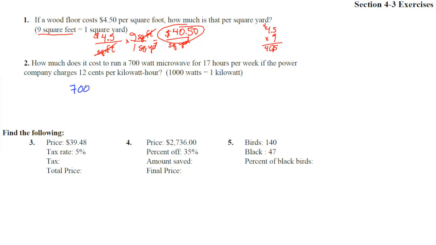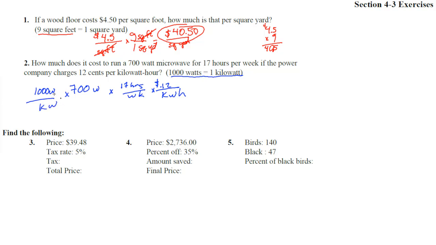So we're going to do 700 watts for 17 hours per week. So times by, in this case, we're going to take 17 hours per week. If the power company charges 12 cents, $0.12 per kilowatt hour. And you'll notice the hours right here will cancel with the hours, but we have to times by something to make it kilowatts. And that's what this gives us right here. There are 1,000 watts per kilowatt.